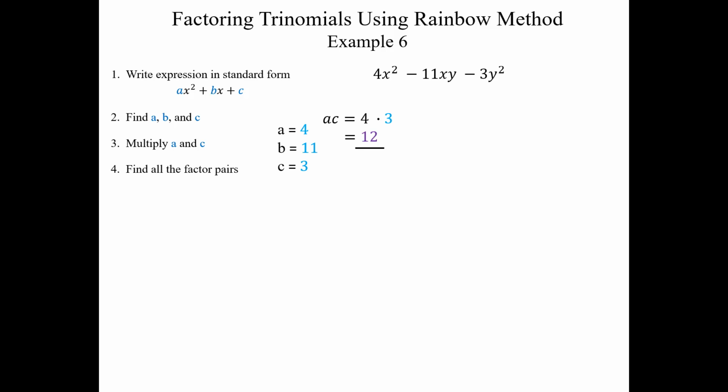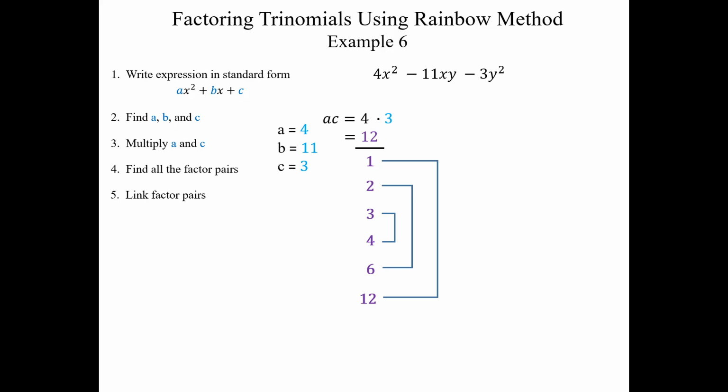Now we need to find all the factor pairs for 12. Starting with 1 times 12. Next we'll have 2 times 6. As we increase, we have 3 times 4. And we found all the factor pairs for 12. Now we'll link our factor pairs together. 3 and 4 are linked together. 2 and 6 are linked together. And 1 and 12.